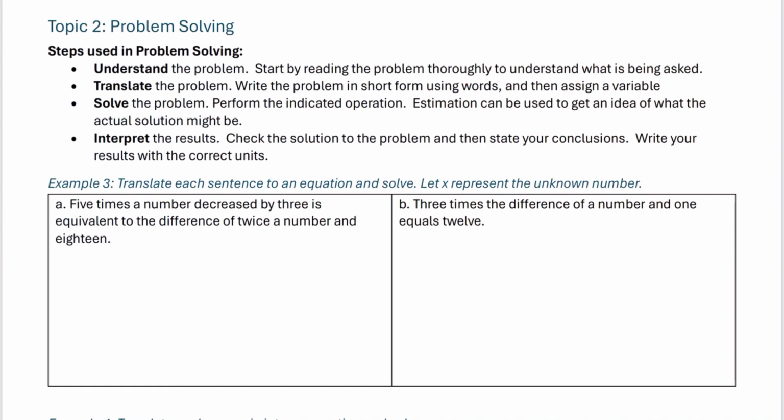The steps used in problem solving are: first, understand the problem. Start by reading the problem thoroughly to understand what is being asked. Sometimes it can be helpful to read 2 or 3 times if necessary.